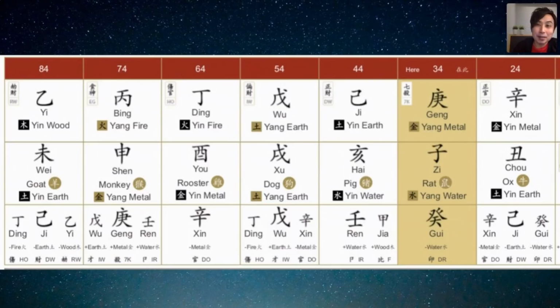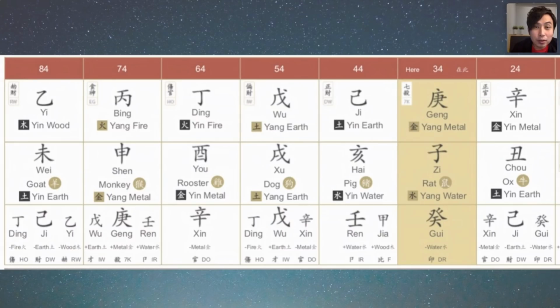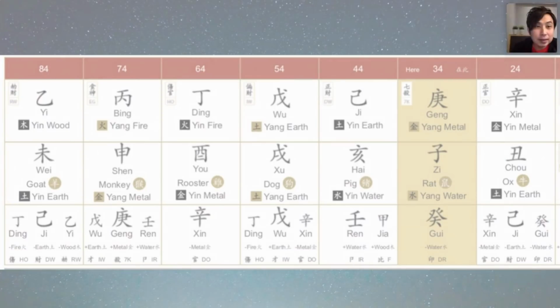So in the luck pillar, which I'm zooming into right now, you see the numbers. Let me draw something. You see there's a number here. Hold on. I don't know why I cannot draw now. Hold on.